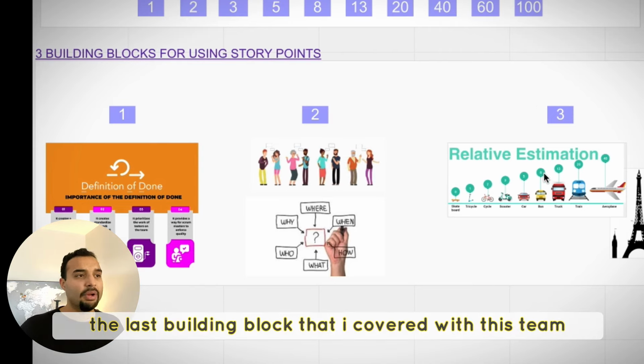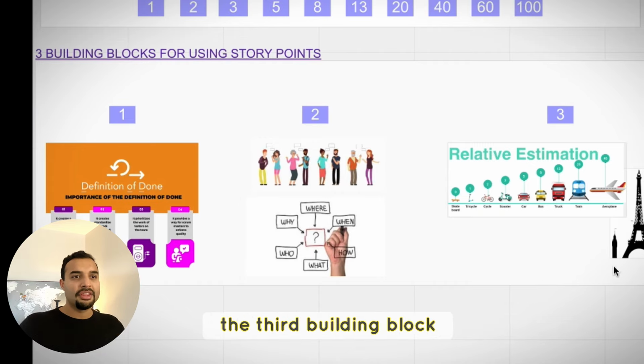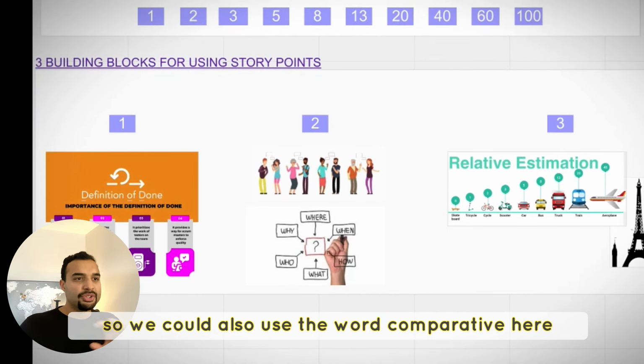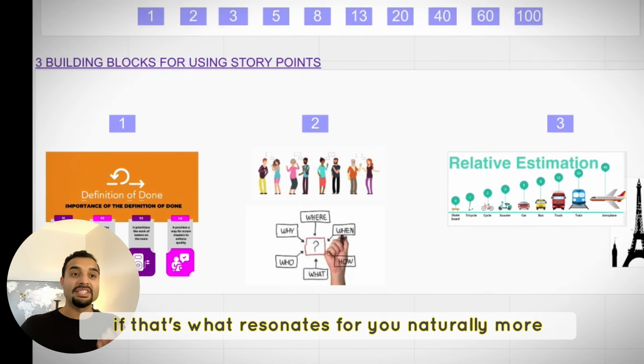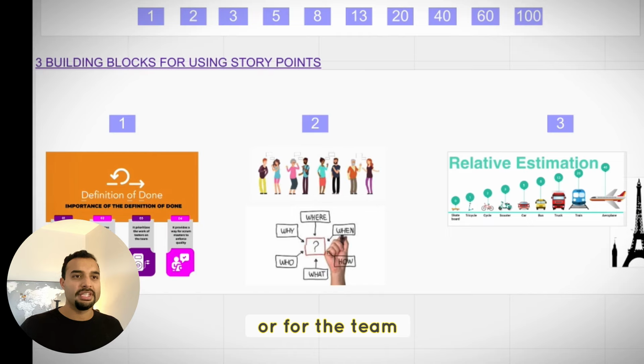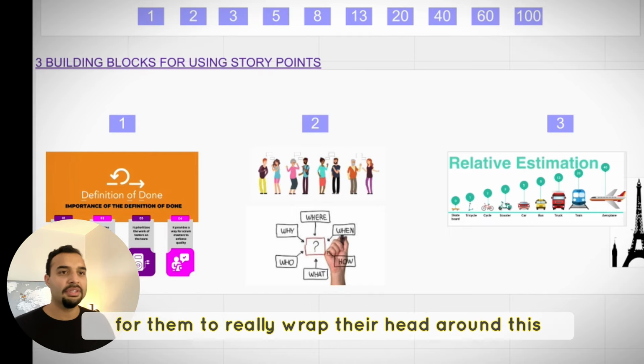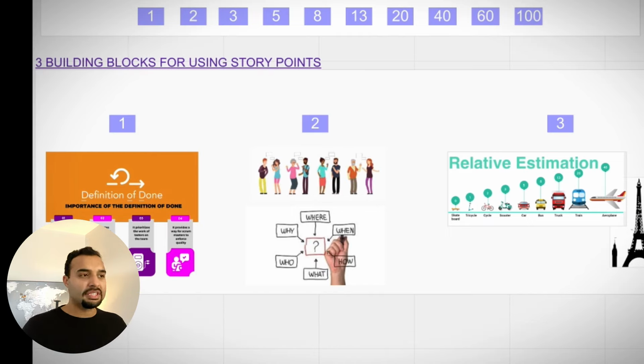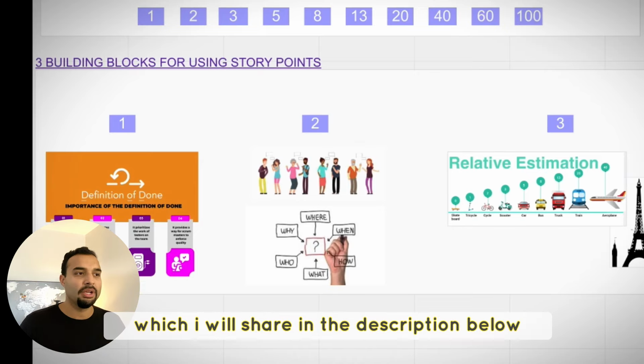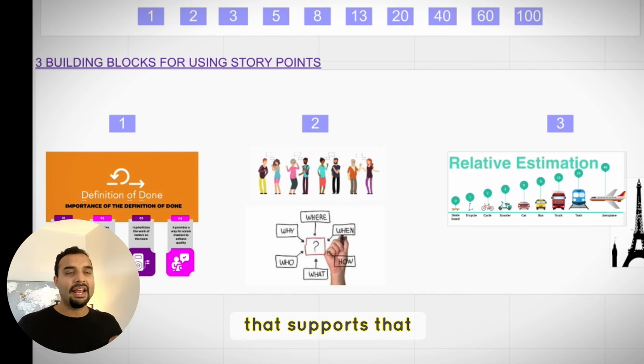The last building block that I covered with this team is relative estimation. The third building block, which is very important. We could also use the word comparative here if that resonates more naturally for you or for the team, for them to really wrap their head around this. There is research, which I will share in the description below, that supports a couple of things.